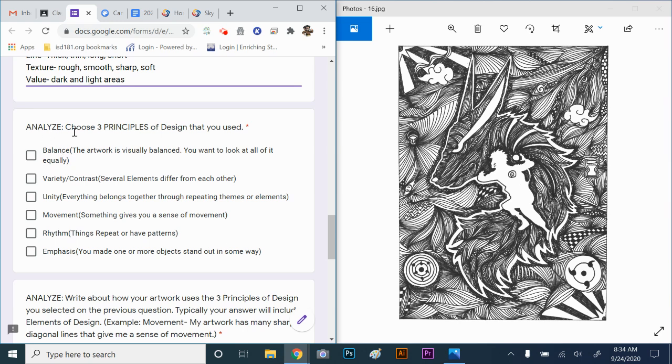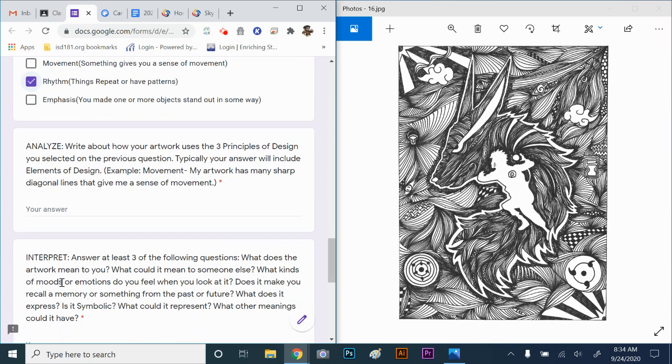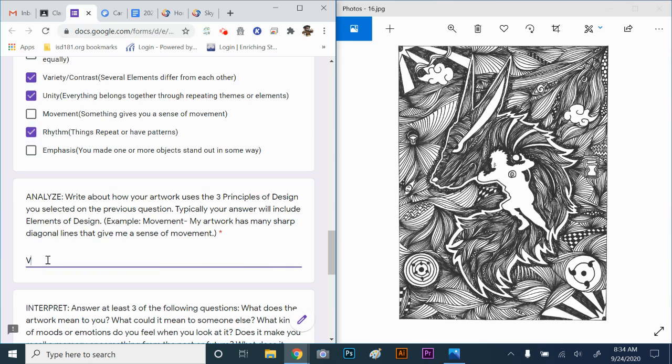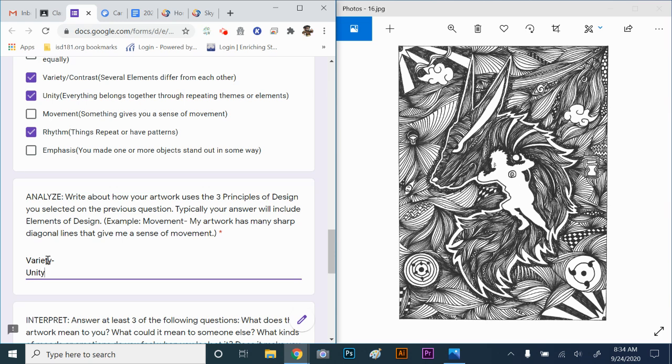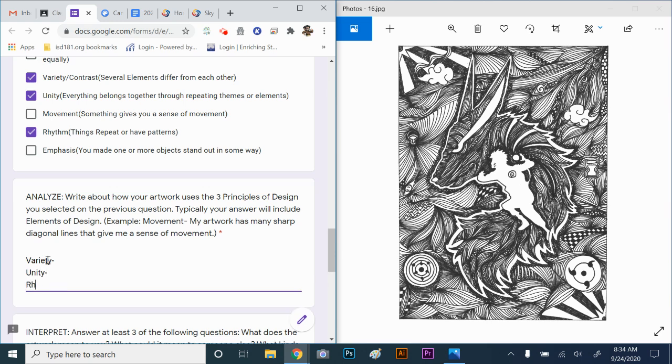Then we're on the analyze part. So this is part 2. Basically, now we're going to choose 3 principles that we think we used. So on this one, I'm going to say variety because I think I have a variety of different lines going on. I'm going to say unity. I mean, rhythm is a huge one. Honestly, this artwork literally has all of these. Okay. So you do the same thing down here. So you would type variety, put a dash, unity, put a dash, and then rhythm. Okay, so you do something like that.